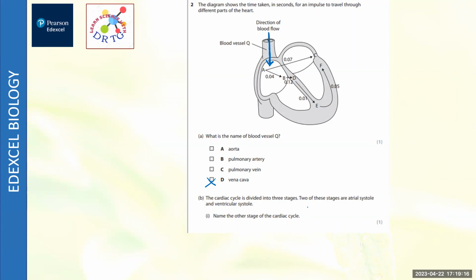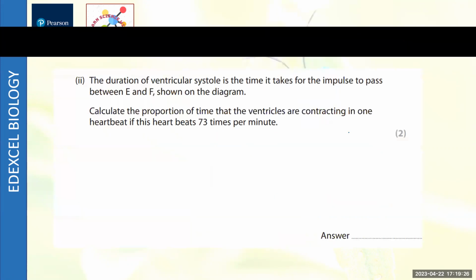Cardiac cycle has atrial systole, ventricular systole, diastole. Now you see, they are not that difficult, right? Directly asking question. The duration of ventricular systole is the time it takes for the impulse to pass between E and F, shown in the diagram. Calculate the proportion of time that the ventricles are contracting in one heartbeat if the heart beats 73 times per minute.